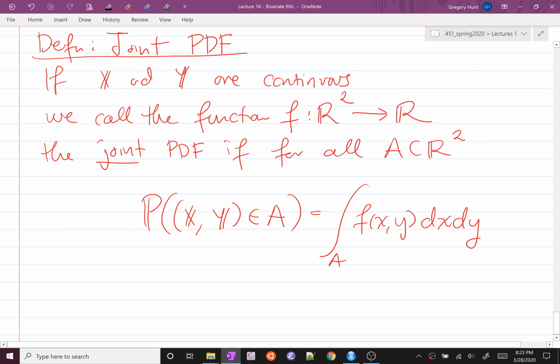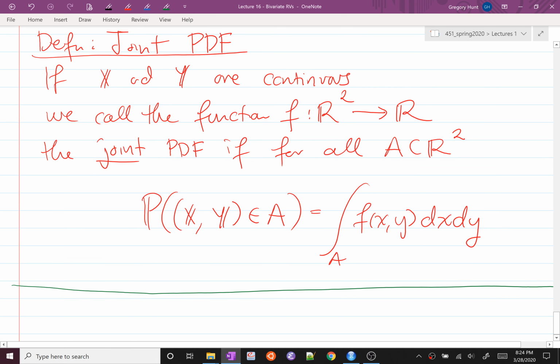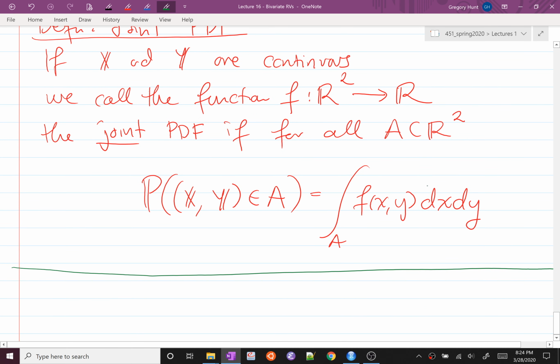Now it's a double integral. I'm just going to write it as one integral over A, but it's a double integral with respect to both x and y, right? So x and y are continuous, okay? This is not a super useful way of defining it, but it is the correct mathematical way to define it. We'll get to the useful properties. But basically, it's the function. This is a very useful relationship.